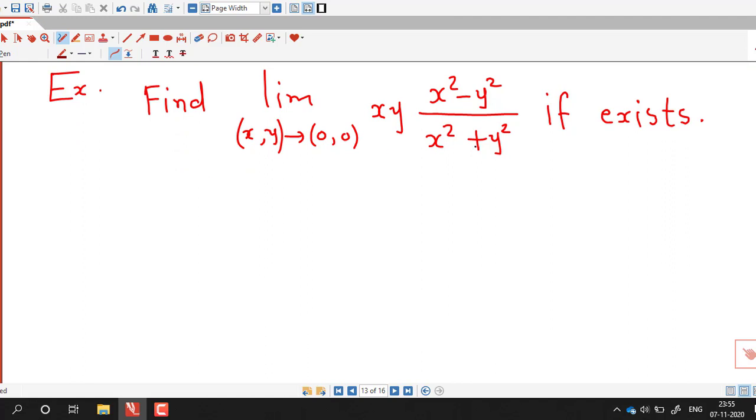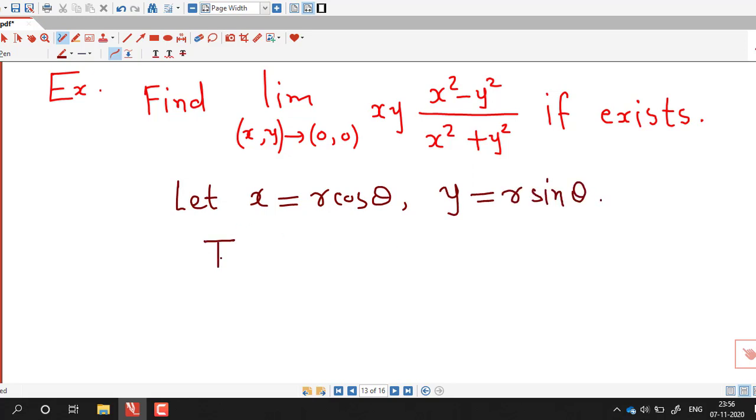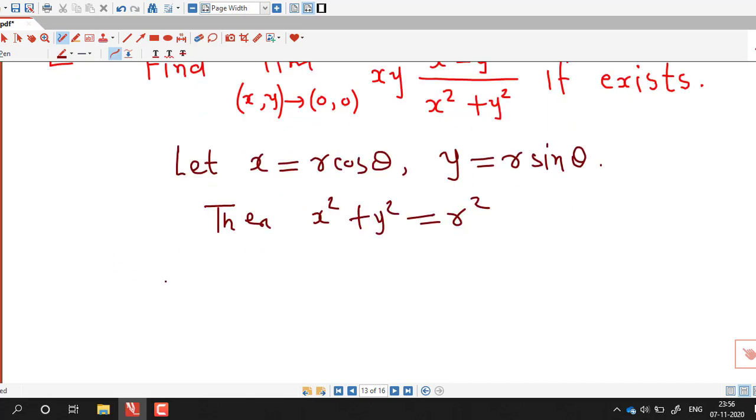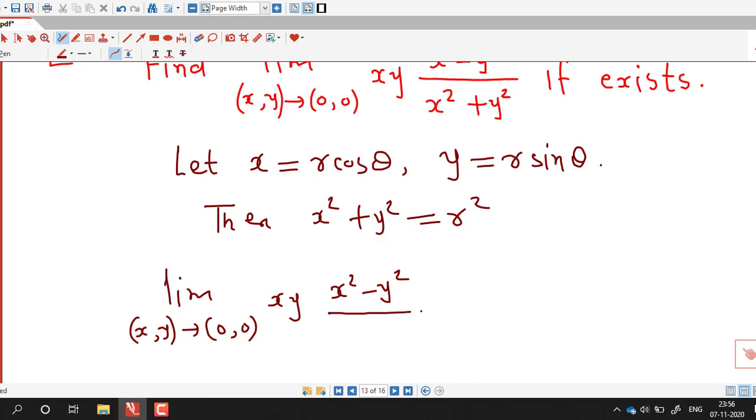Next example, limit (x, y) tending to (0, 0) of xy times (x square minus y square) over (x square plus y square). So here also we start with x equal to r cos theta, y equal to r sin theta, then x square plus y square is r square. Now limit of (x, y) tending to (0, 0), xy times x square minus y square over x square plus y square.